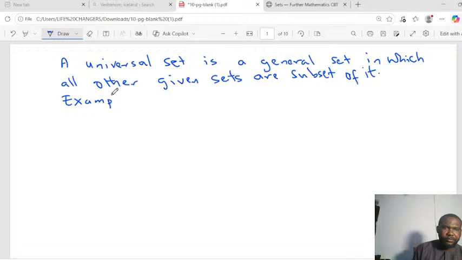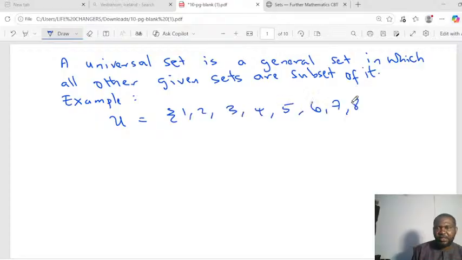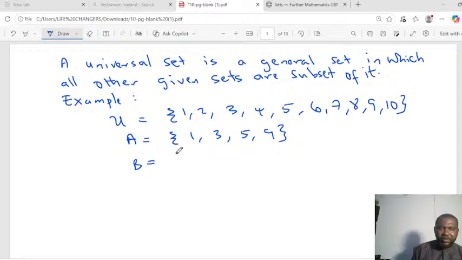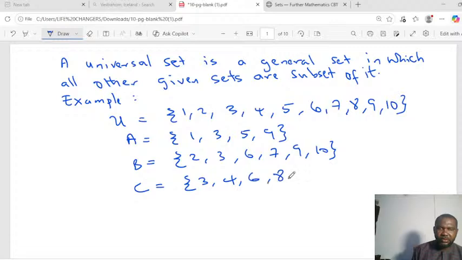Example. Let's say I have the universal set U to be 1, 2, 3, 4, 5, 6, 7, 8, 9, 10. I have a set A to be 1, 3, 5, 9. I have a set B to be 2, 3, 6, 7, 9, 10. And I have a set C to be 3, 4, 6, 8.